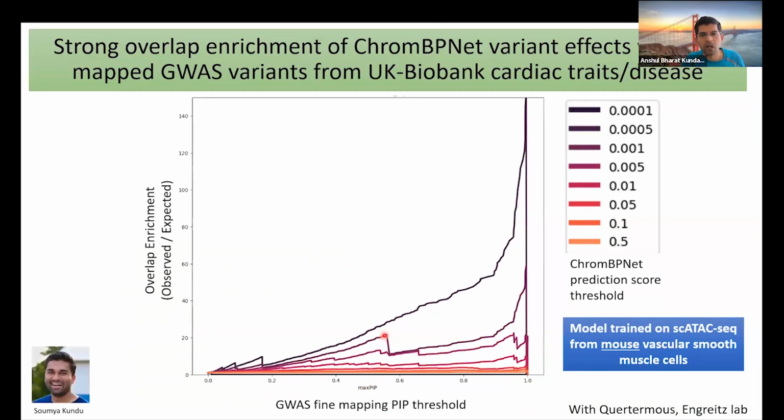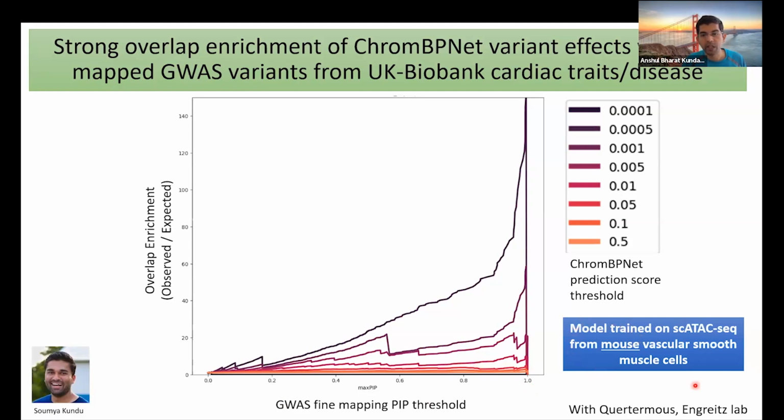We've tested this also on fine-mapped GWAS variants from UK Biobank. I won't spend too much time on this plot, but the key point is that as the posterior probability confidence increases on the x-axis, the observed versus expected overlap of our model's predictions with the fine-mapped variants gets much, much higher. So you can see you're getting like 60, 80, 100-fold enrichments as you go up the posterior probability threshold. So we are pretty confident that the models are now starting to pick up really nice effects.